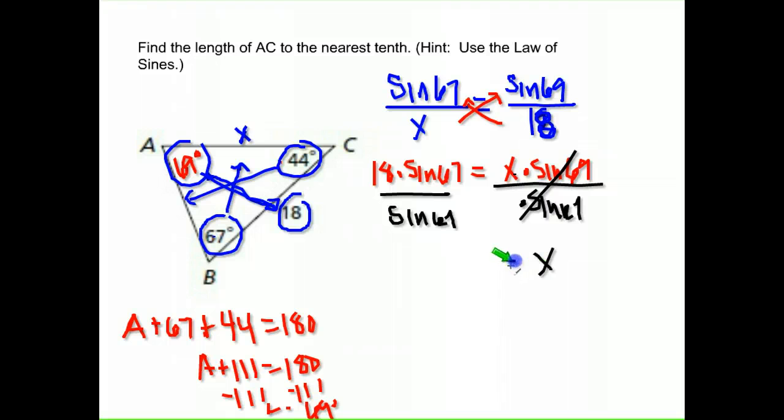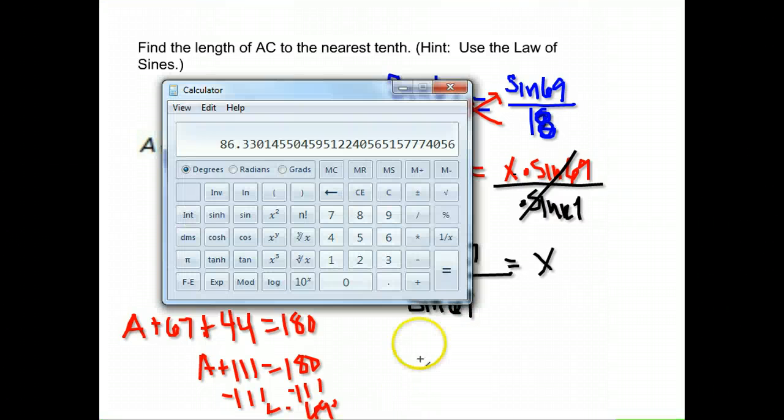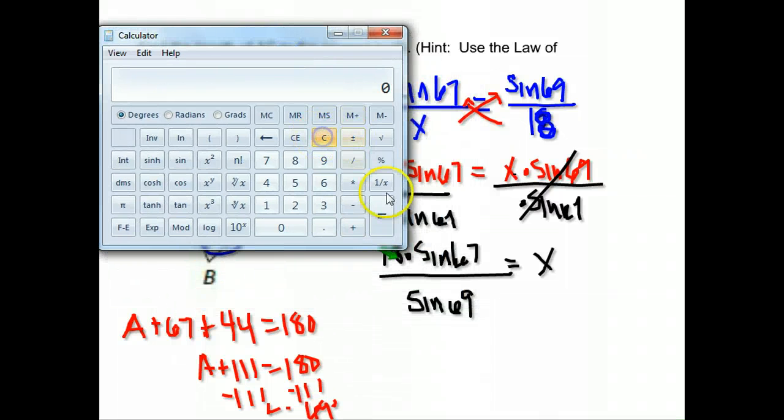Then I'm going to take out my calculator and find my answer. Again, be very careful when you're calculating. Order makes a big difference. I need to calculate 18 times the sine of 67 divided by the sine of 69. So I'm going to start doing the sine of 67 in parentheses. So parentheses, 67 sine times 18, and then I'm going to put the end parentheses.